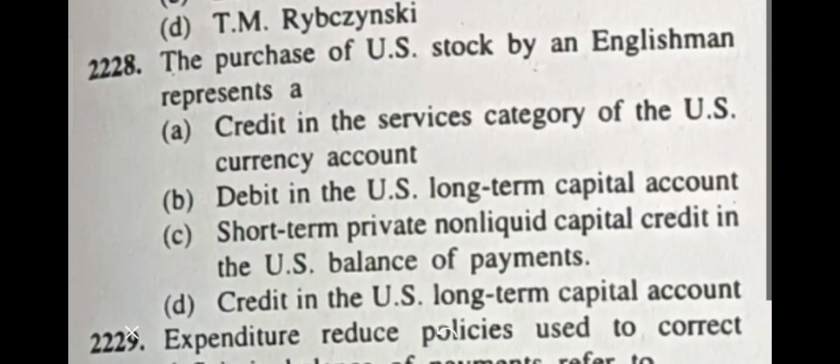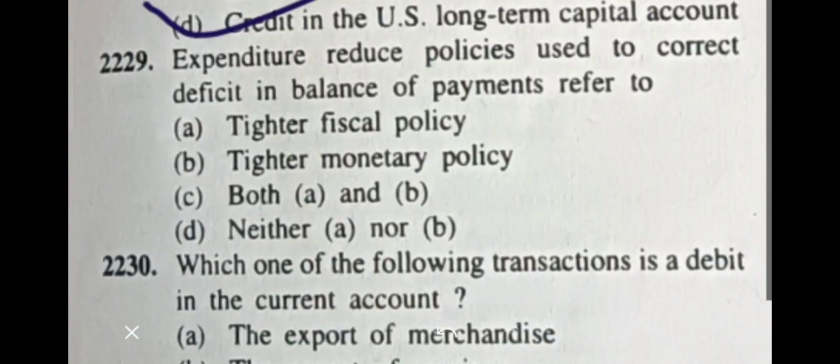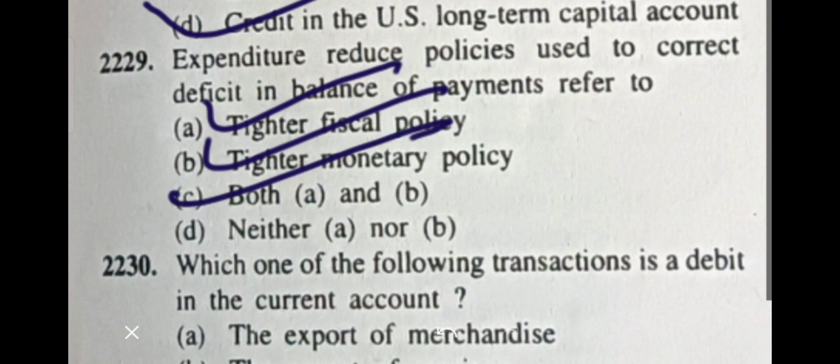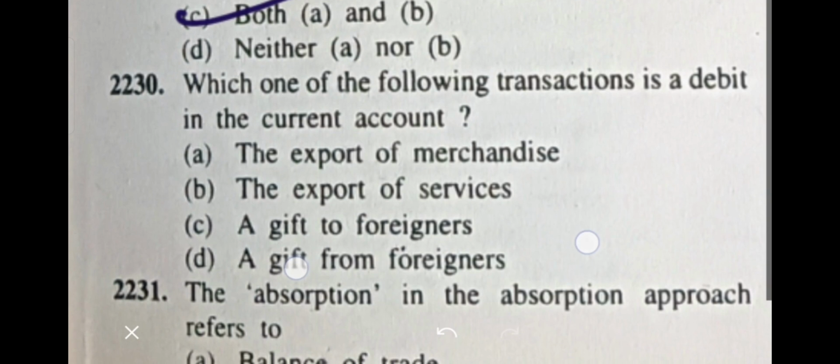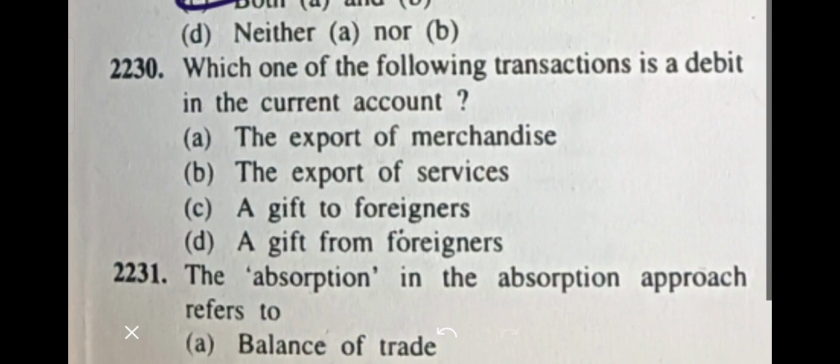The purchase of US stock by an Englishman represents a credit in the US long-term capital account. Expenditure reducing policies used to correct deficit in balance of payment refer to tighter fiscal policy, tighter monetary policy, both A and B. Which one of the following transactions is a debit in the current account? A gift to foreigners.